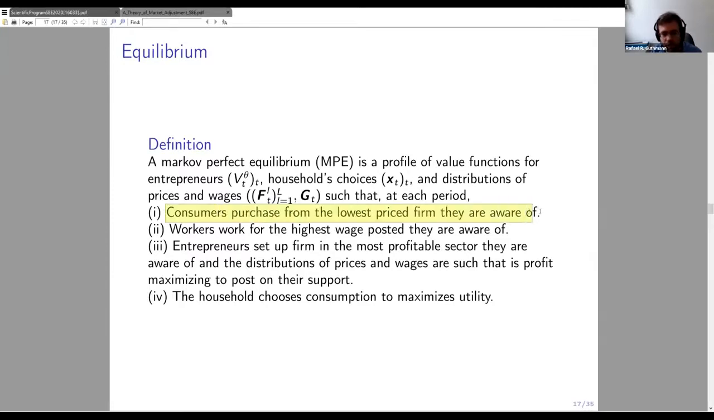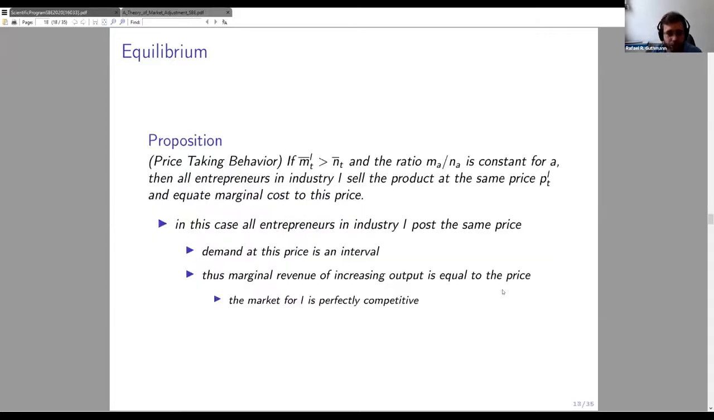So the consumers purchase from the lowest priced firm in each period. The workers work for the highest wage given their consideration sets. The entrepreneurs operate in the most profitable sector in their consideration set. And given that they operate in that sector, they pose prices and wages that are in the support of distributions that are optimal for them. And the household then chooses the consumption to maximize utility.